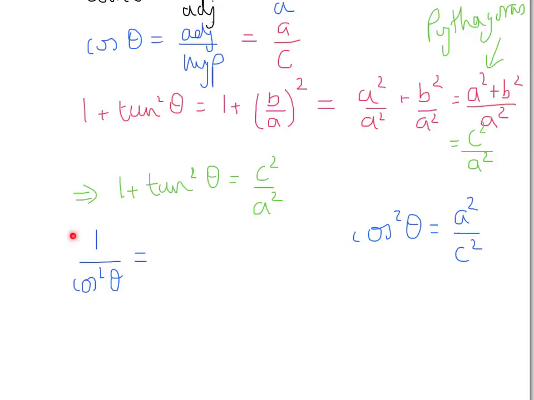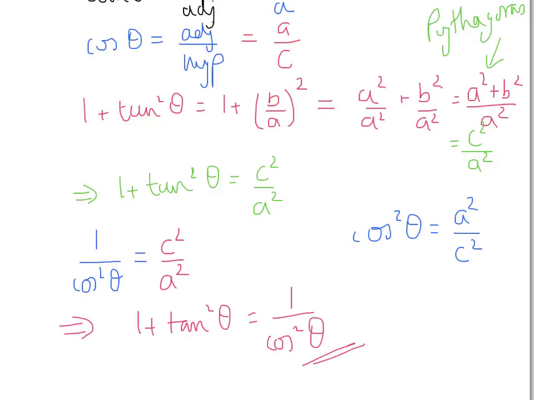1 over cos squared theta is the reciprocal of cos squared theta. Here's cos squared theta. The reciprocal of it turns the fraction upside down. So we get C squared over A squared. If we tie all of that together, you'll see that the expression we ended up with for tan squared plus 1 is the same as the expression that we ended up with for 1 over cos squared theta. So therefore 1 plus tan squared theta equals 1 over cos squared theta, as we were asked to prove.